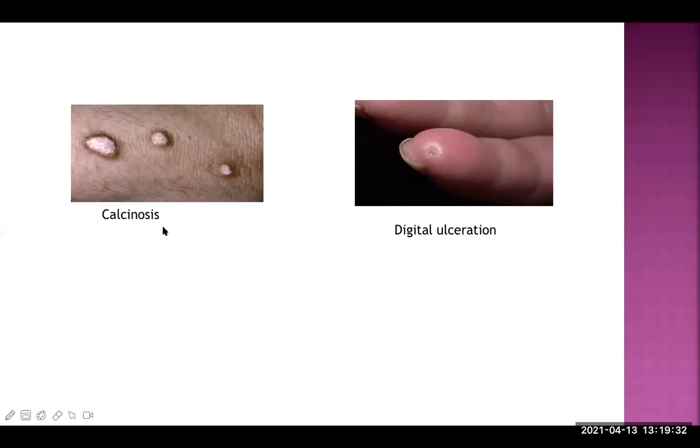Now this is calcinosis. This is a calcium deposit in different areas. And this is digital ulceration, mainly because of ischemia. Probably this person is having Raynaud's phenomenon. At the same time, there is some problem in the nail bed also.